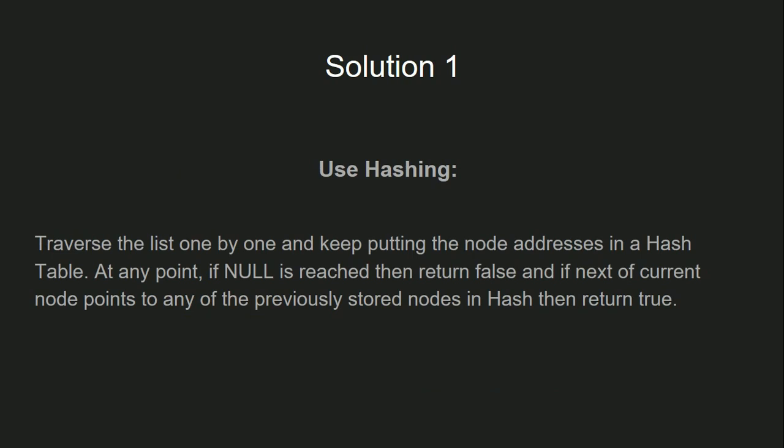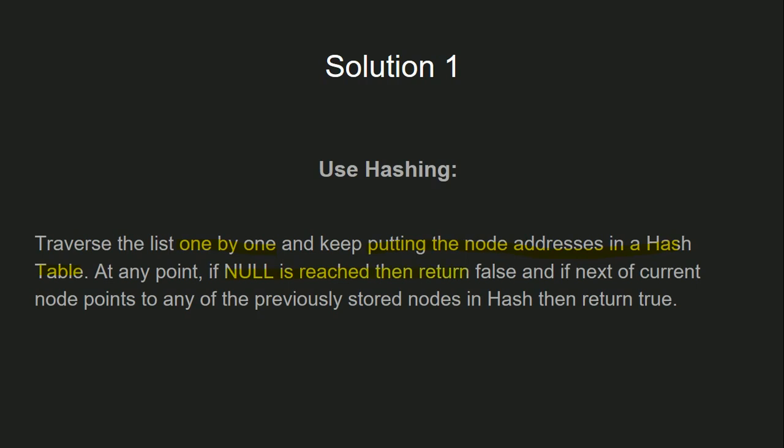Solution 1. By the use of a hash table, we can solve this problem. Here we will traverse the list one node at a time and keep track of visited nodes by putting the addresses of the nodes that we visited in a hash table. If at any point we reach null, that means the list is a linear list.